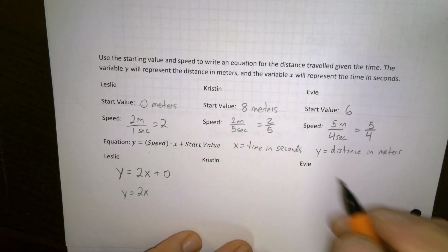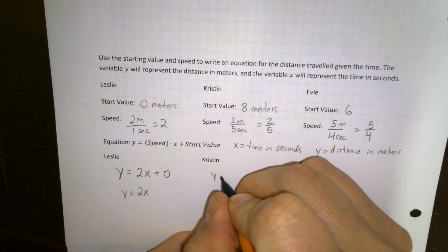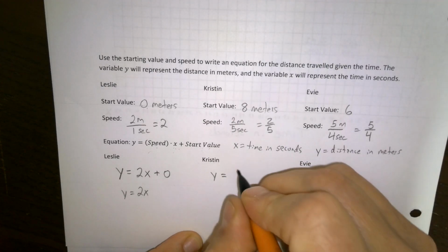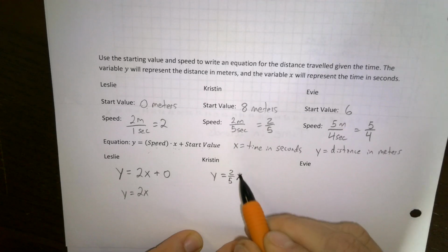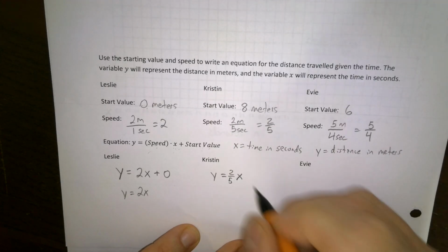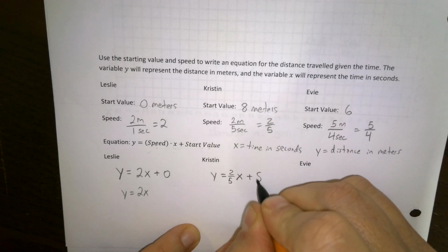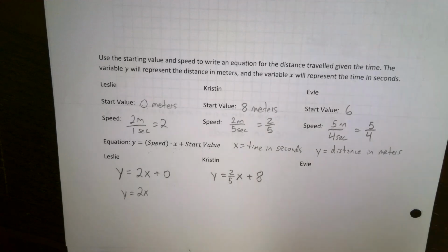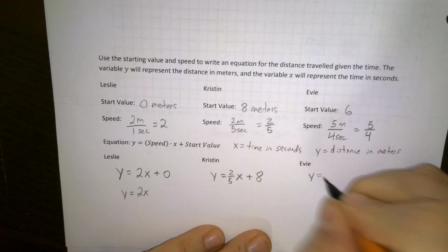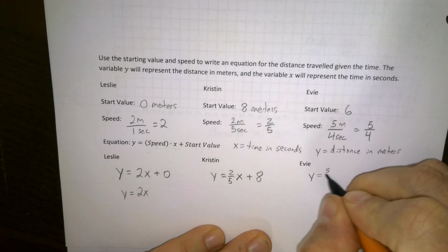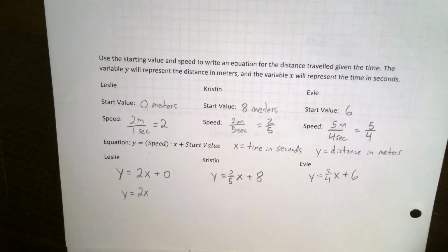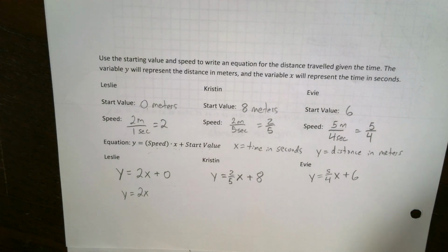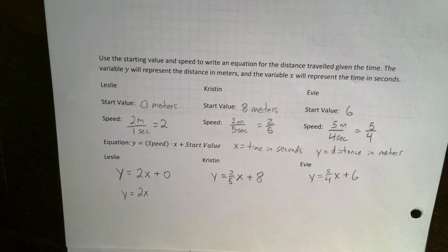What about Kristen? Well, we can say y equals, her speed is 2/5, 2 meters every 5 seconds. That goes here. And then her start value is 8. So that would be her equation. And then for Evie, 5/4 x plus 6. And so now you have an equation for all 3 racers.